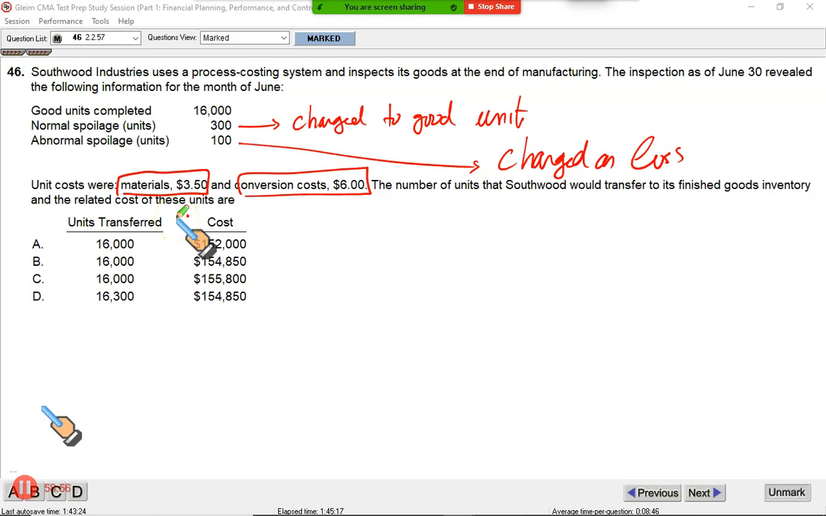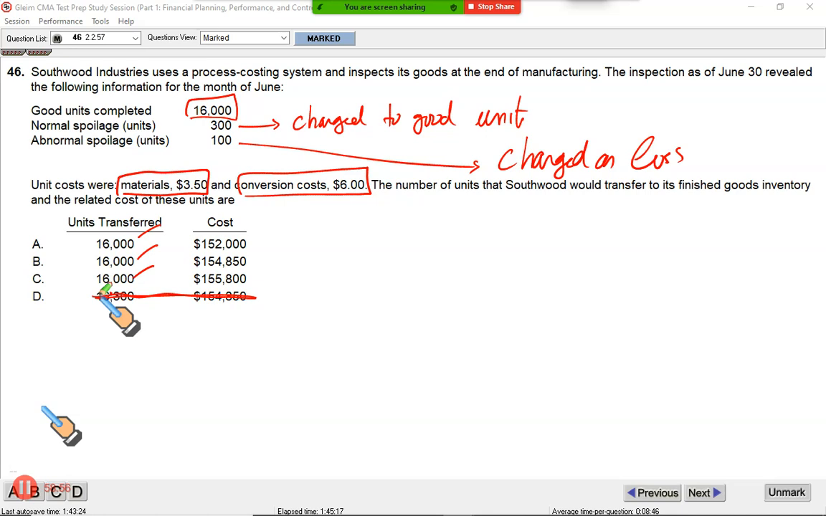Remember, there are 16,000 good units. 300 are spoiled, but they are normal. We expect that to happen. This 100 is abnormal. First of all, the units that are transferred to finished goods are only the good units, which means only 16,000 is the right option. This one is incorrect. Only 16,000 units are transferred to the finished goods inventory.